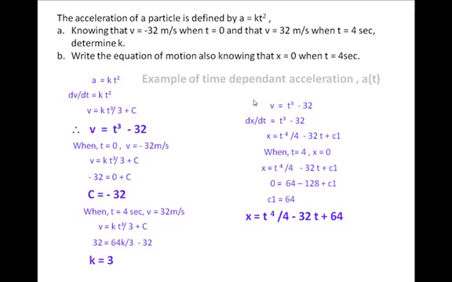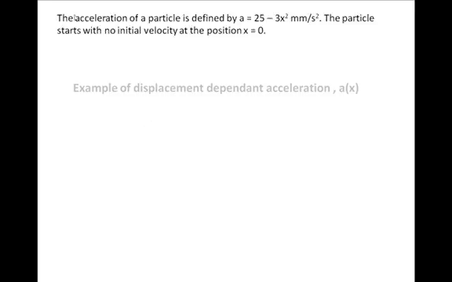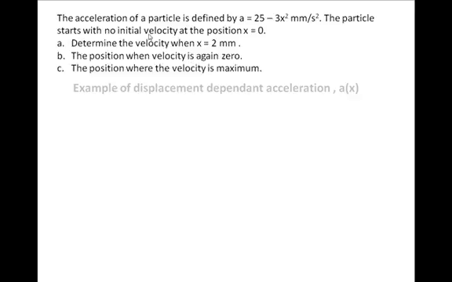So with this problem we have demonstrated an example of time dependent acceleration. Now next we are going to demonstrate an example of displacement dependent acceleration. For this purpose we have taken this problem. The acceleration of a particle is defined by a equal to 25 minus 3x square millimeter per second square. The particle starts with no initial velocity at position x equal to 0. And we have to do these three things. Determine the velocity when x is equal to 2 mm, the position when velocity is again 0, and the position where velocity is maximum. Okay, let's do one by one.